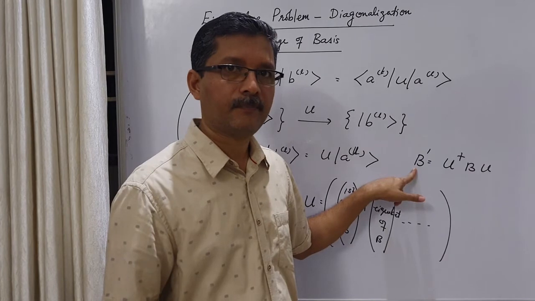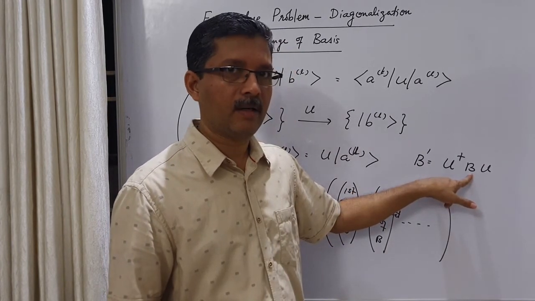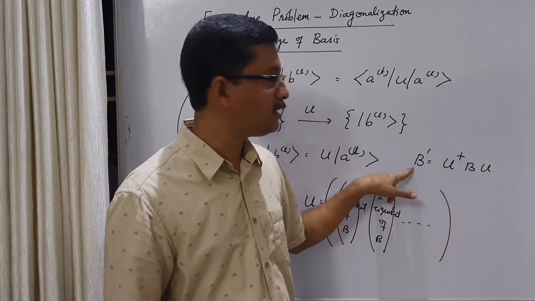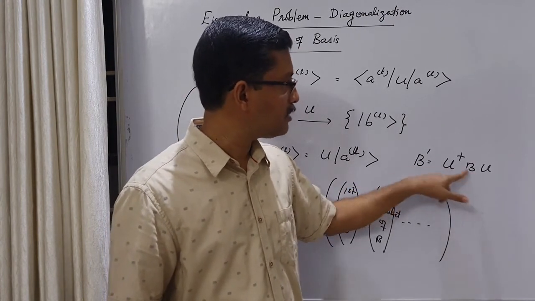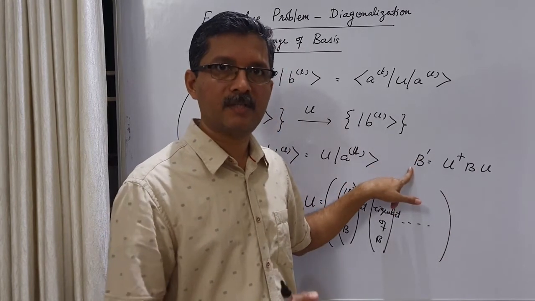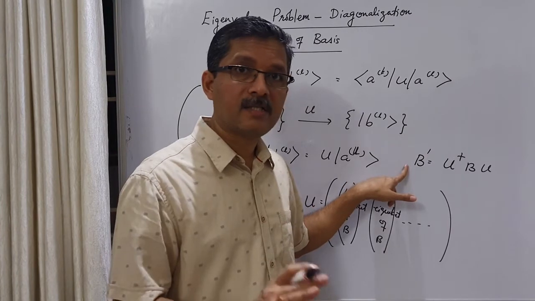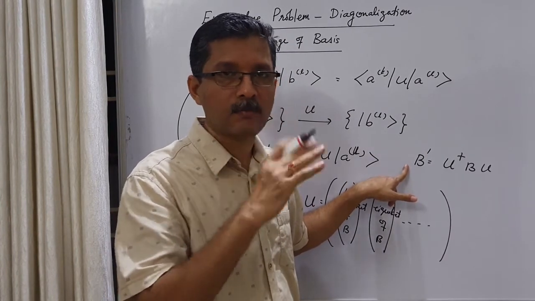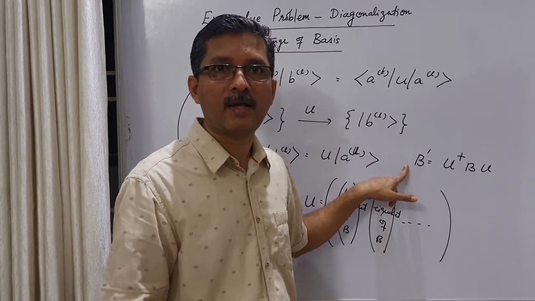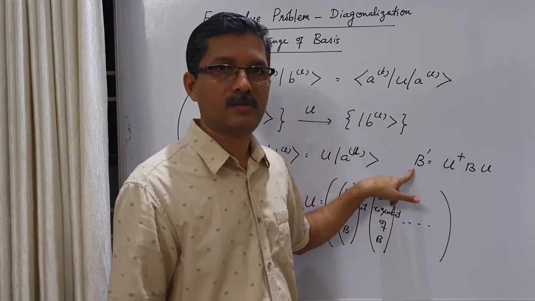So the trace of this operator is the same as the trace of this operator. This one is a non-diagonal matrix, but this is a diagonal matrix, with only diagonal elements. The trace of this should be the same as the trace of this, because trace is invariant under unitary transformation. Trace is the sum of diagonal elements, and it is also the sum of eigenvalues. So here also it is the sum of eigenvalues, and here also.